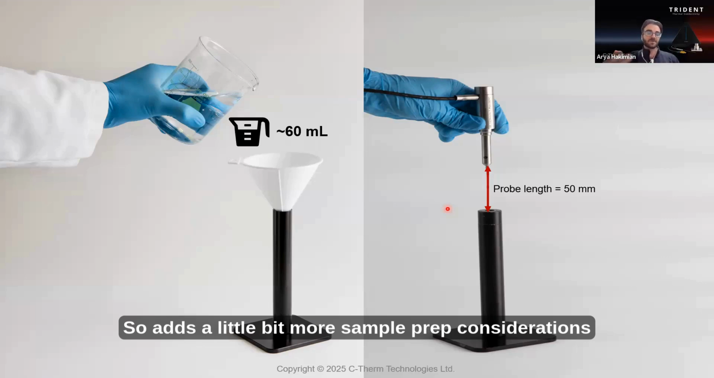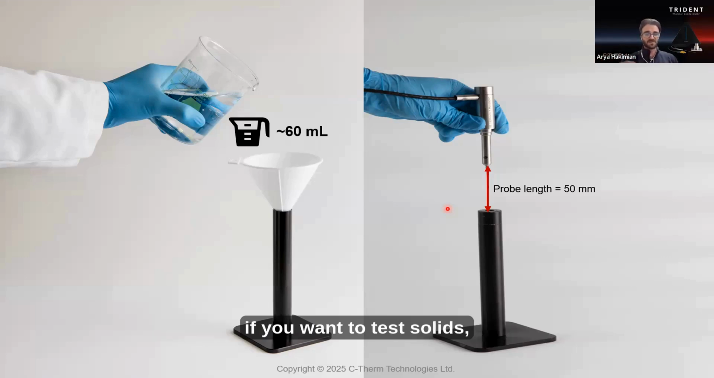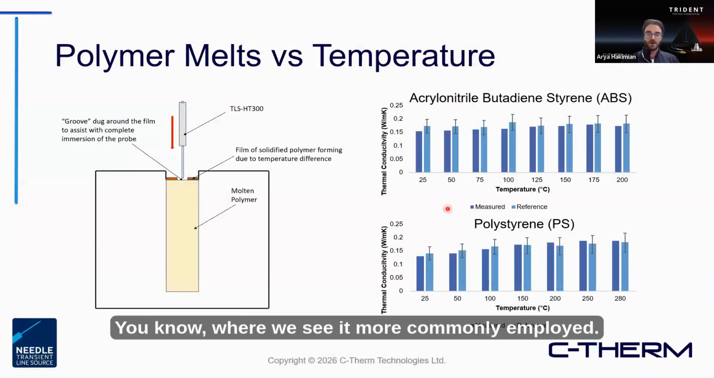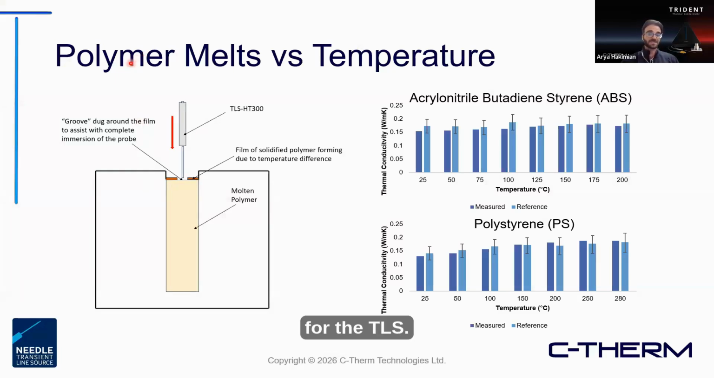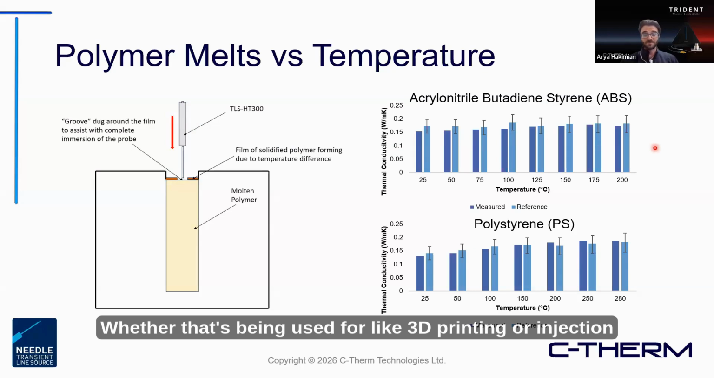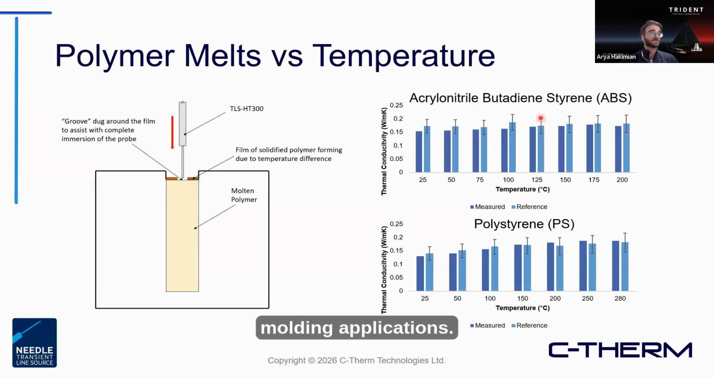So it adds a little bit more sample prep considerations if you want to test solids, like bulk solids with TLS, but it is a possibility. Where we see it more commonly employed, polymer melts are a really popular use case for the TLS. Being able to test up to about 300 C with this TLS probe allows for some nice characterization of different polymer melts, whether that's being used for 3D printing or injection molding applications.